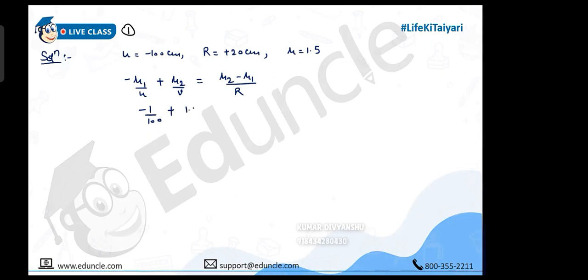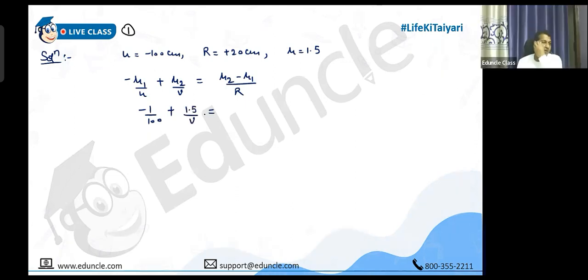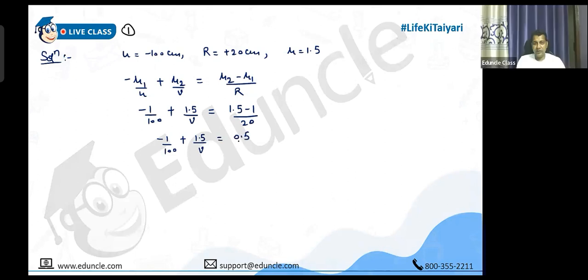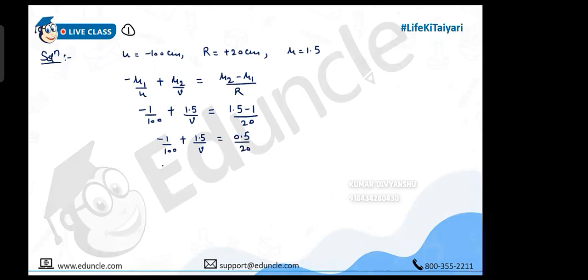Spherical means a full sphere? No. Convex and concave are also spherical surfaces. They are a part of a spherical surface. So unless and until we are given explicitly that it's a sphere, we can't take it. So spherical surface means convex and concave. Okay. Thank you, sir. Yes, 100.